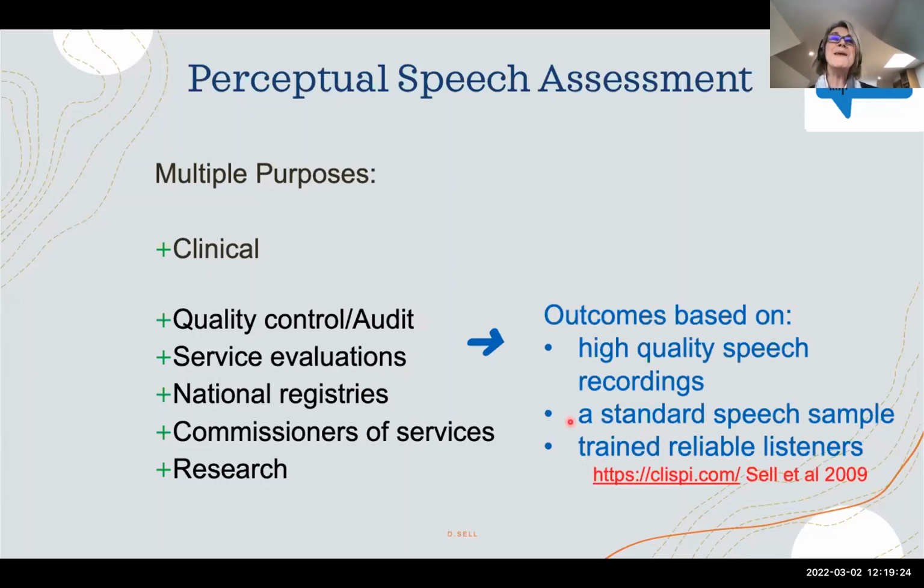So when we look at this area of the slide, not the clinical piece, the world of speech and language therapists have done a lot of work on how we target and how we describe our outcomes. We now have services characterized by high quality speech recordings, agreed speech samples, and the use of trained, reliable listeners. Indeed, when we're thinking of research, those listeners are independent of the team. But as I've indicated, what's important for us today is to think about the clinical assessment.